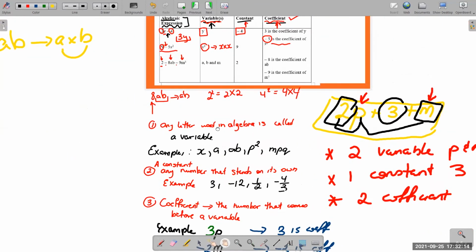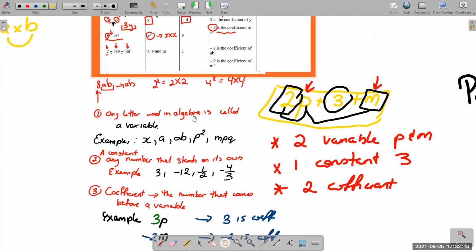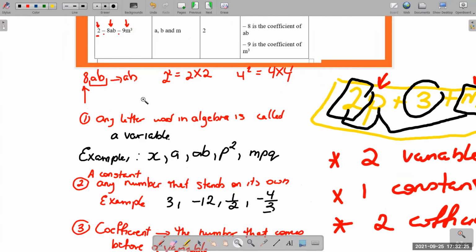All right, so here we have some examples. We have 8AB, knowing that 8 is called a coefficient. Let me just zoom in a little bit. We're just going to go through this quickly.